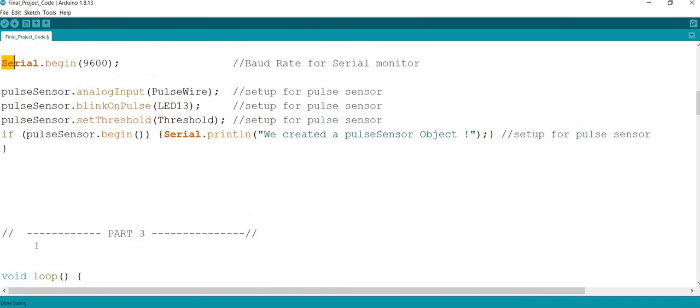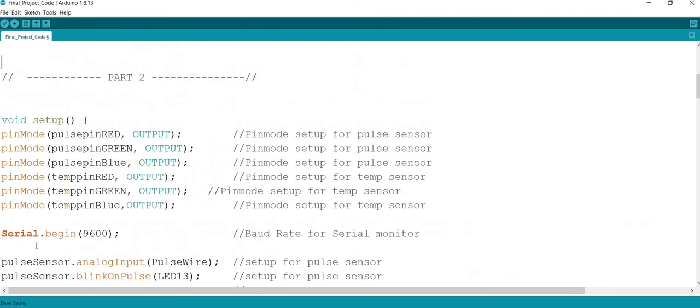Yeah. So this is the baud rate for the serial monitor. And the next three functions are from the pulse sensor library. They will basically channel the analog output signal, and there we have to write the code on how we are scaling that signal to our BPM. So that is the end of part 2, and part 2 was the setup.